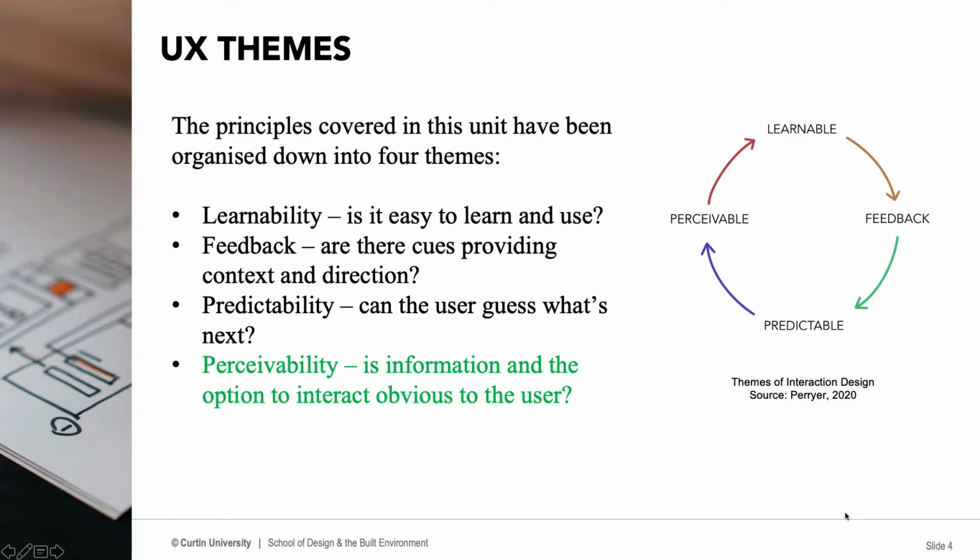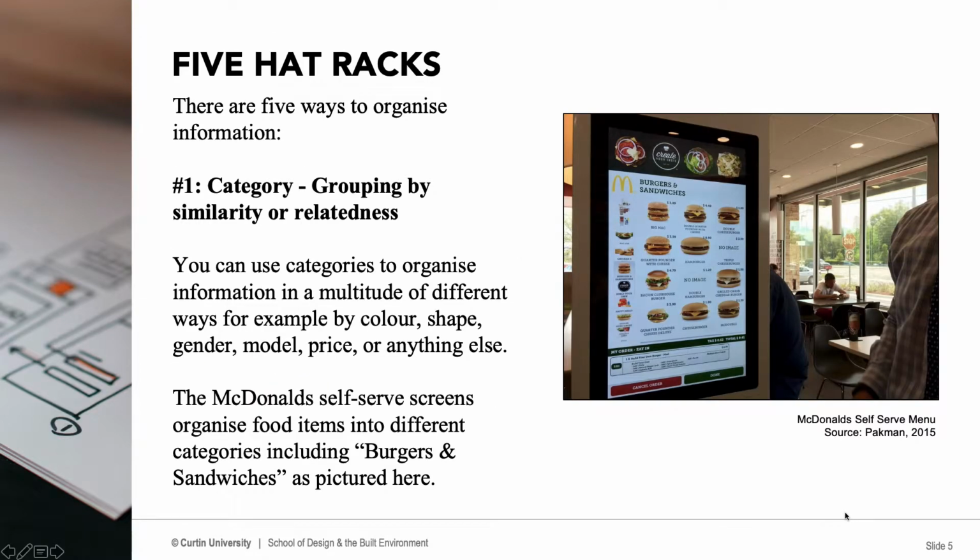Now the idea is that you try to understand the individual principles as best as you can, but really the thing that I need you to get is the bigger picture, right? How does perceivability fit into the user experience, and how can you leverage that in your own designs? All right, so let's take a first look at the 5 hat racks. Essentially, the 5 hat racks are saying that there are 5 main ways to organize information.